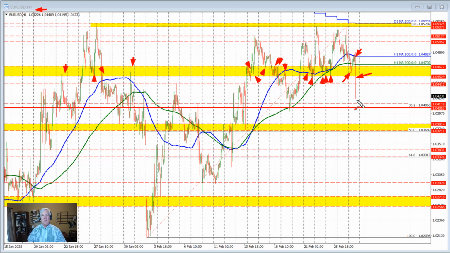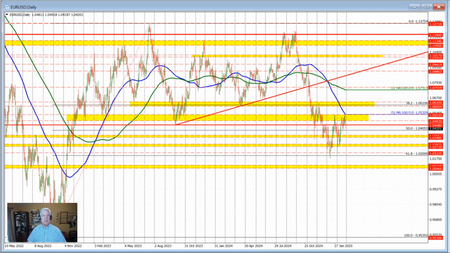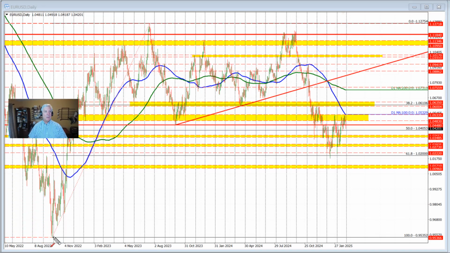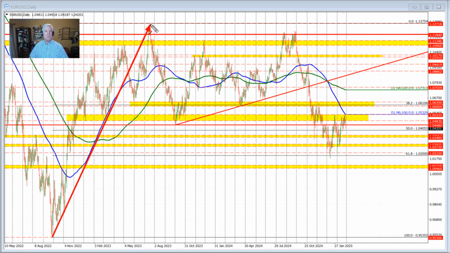What next? Well, if you take a look at the Fibonacci retracement from the February low to the high price of February, which, by the way, was a triple high up through here, the 38.2% retracement comes in at 1.04065. Also, near that level, if you go to the daily chart in the euro versus US dollar, is the 50% midpoint of the move up from the 2022 low to the 2023 high.